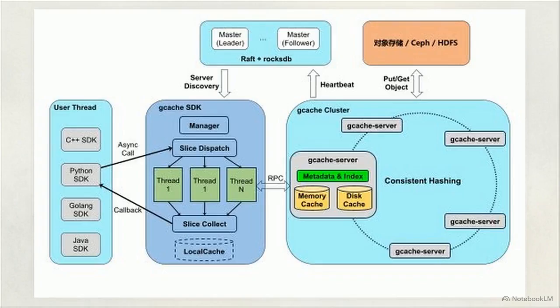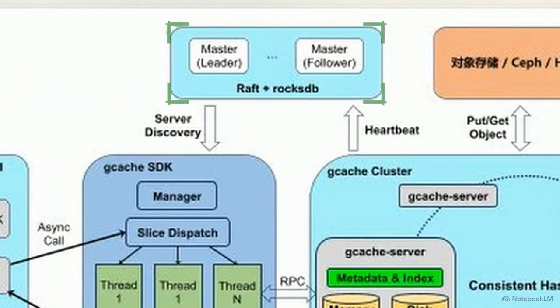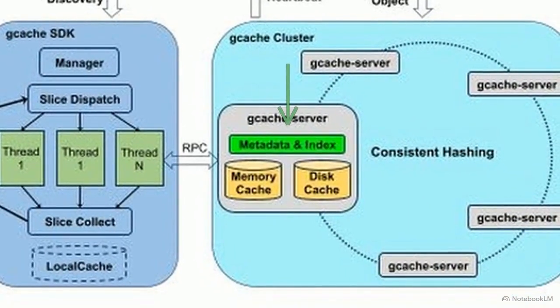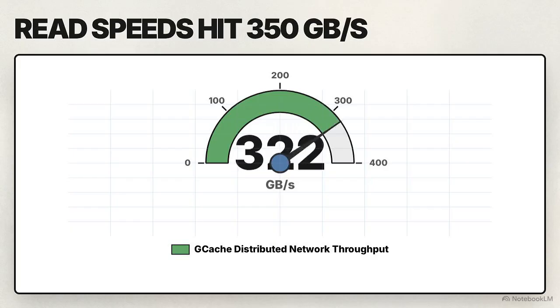This chart outlines the GCache architecture. Notice the circular, consistent hashing ring on the right. Instead of forcing every request to pass through a centralized master node, GCache uses decentralized metadata to route memory requests directly to the exact servers holding the data. By optimizing this decentralized network over high-speed connections, they achieved single process read speeds of 350 gigabytes per second.